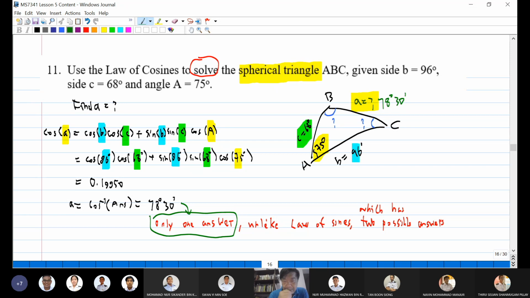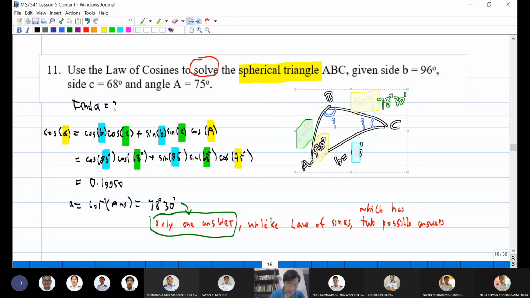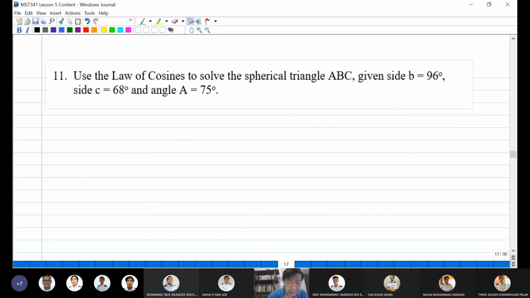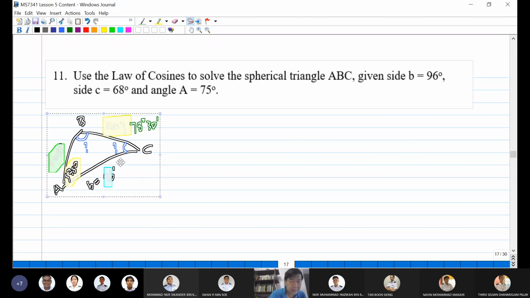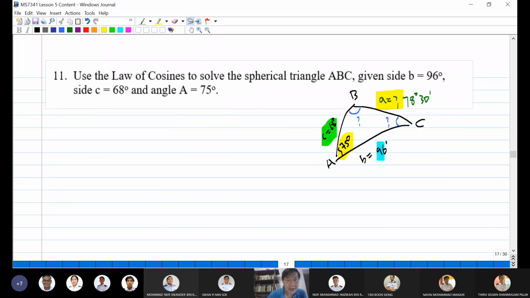So let's erase this a bit here. Let me copy the triangle again. I don't need this one. Copy the triangle here. Let me use the coloring again. So I know what I want to find: angle B. Okay, angle B here.